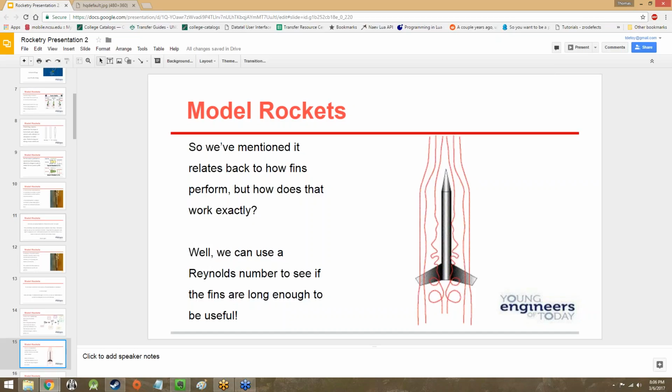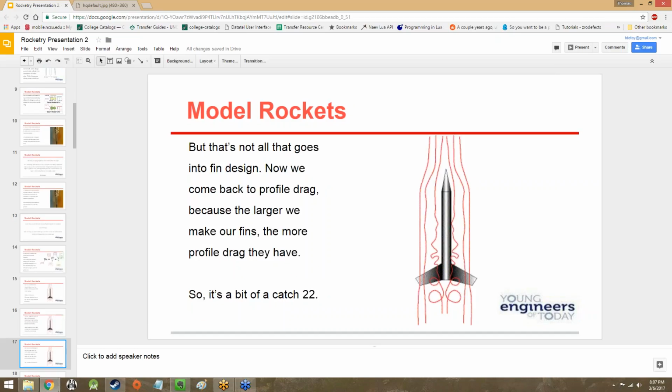So as you can see, this little diagram right here, you got those crazy red lines right next to the rocket body and then the smooth red lines further out. So you always want to make sure that the fins are at least able to reach some area of laminar airflow, which means that you're going to have longer fins. Because if the fins are very short, they're not going to do a very good job at reaching that laminar airflow and thus not do a very good job at keeping the rocket steady.